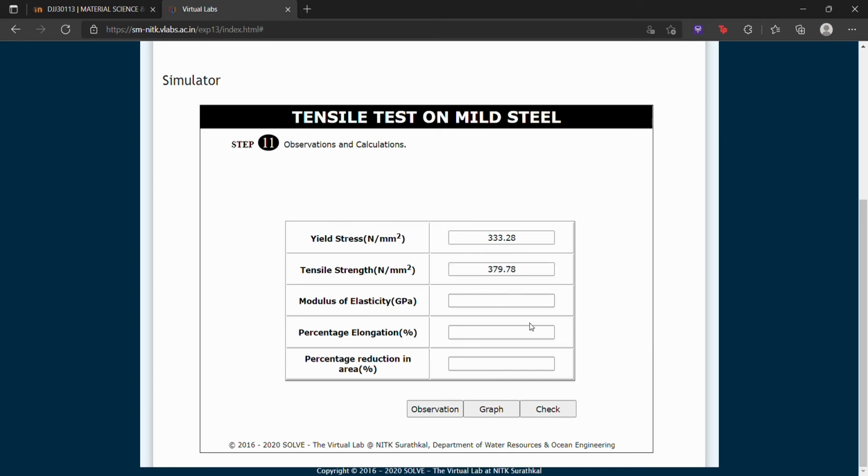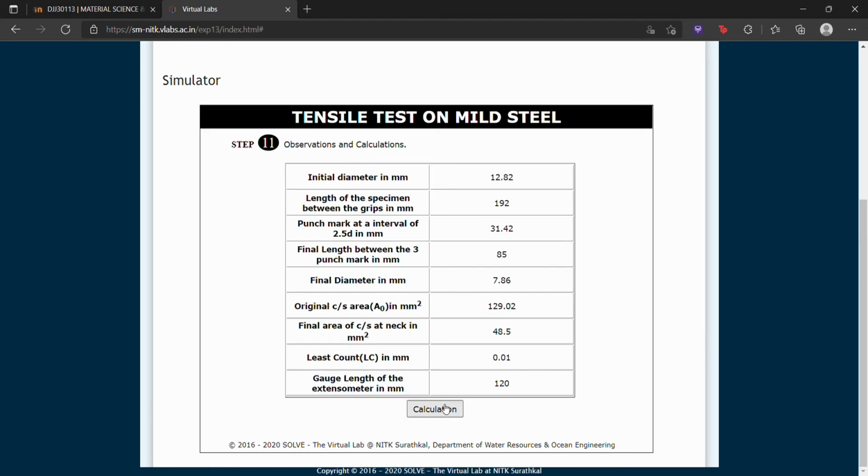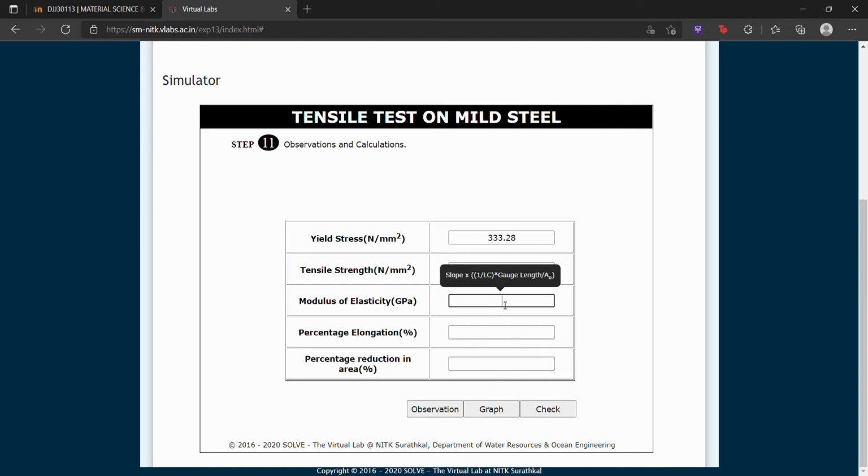We have modulus of elasticity. The formula for modulus of elasticity is slope times 1 over LC times gauge length over A0. So the final answer for modulus of elasticity is 211.13.